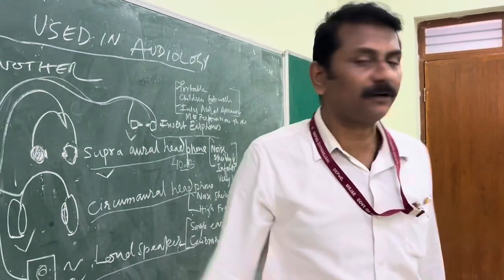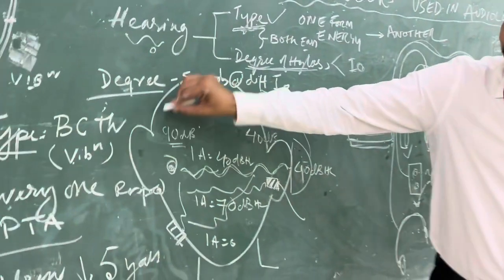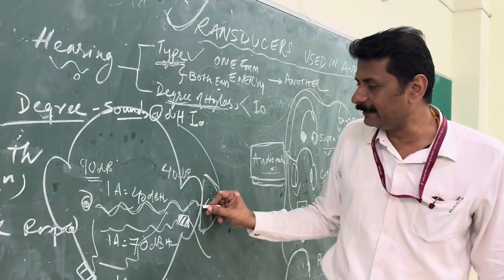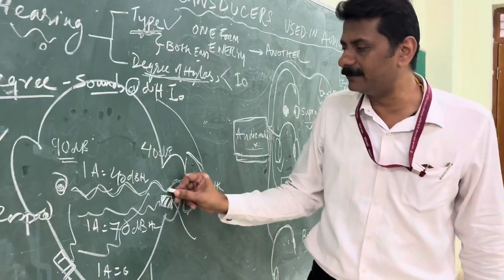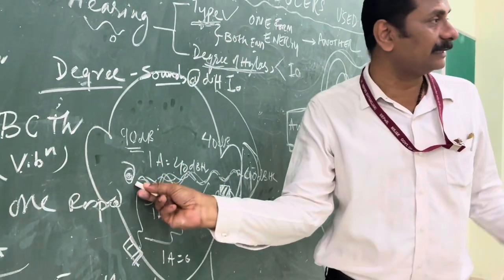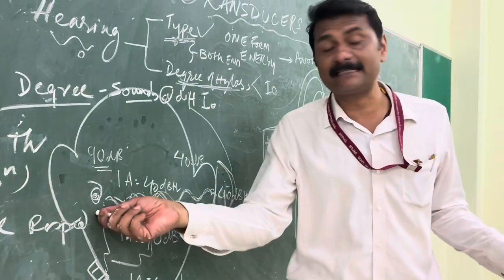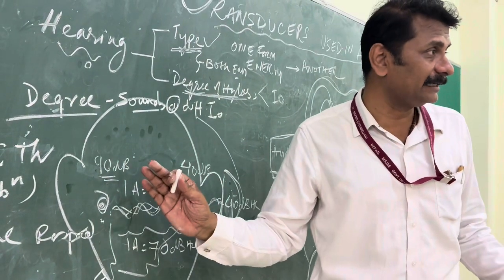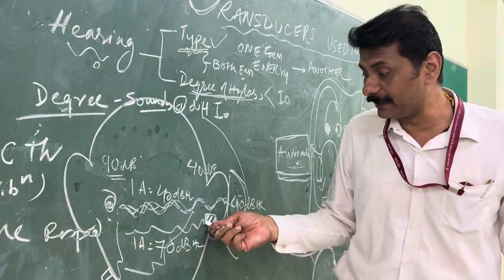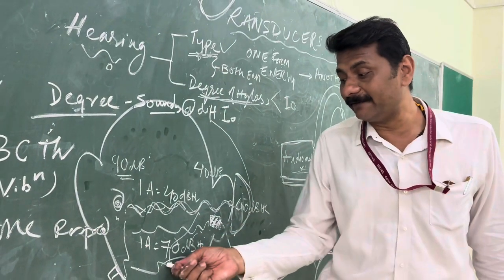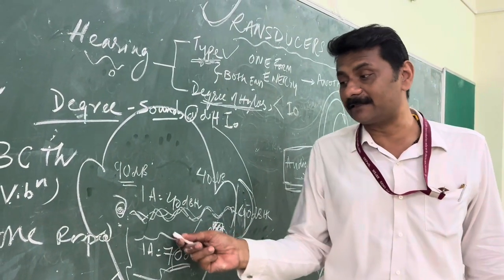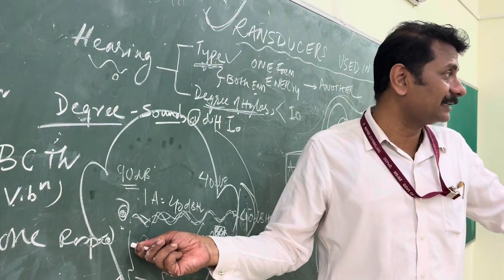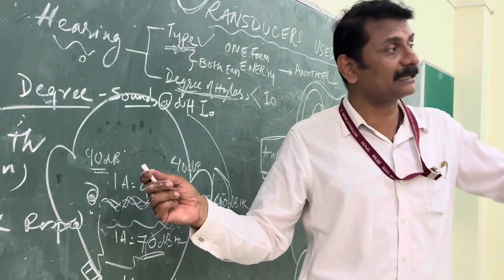So what are the implications of it? If you put a supraaural headphone here and give a sound, as the IA is 40 decibel, the sound reaches the other cochlea. So above 40 decibel, chances of crossover and cross hearing are there. So you cannot separate both the ears. Masking is required. But if you put an insert phone, then an IA of 70 decibel is there. So if you give a 70 decibel sound, it reaches the other ear, but may not be touching the other ear. Above 70 decibel, it may be touching. So masking is required beyond it.